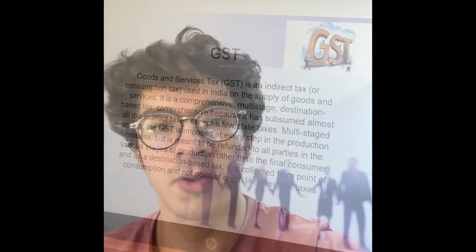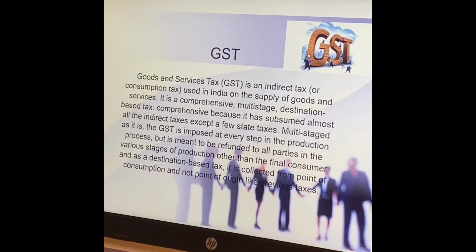I'm from Section E, Shaheed Bhagat Singh College, and the topic I've chosen is avoidance of dual control under GST. To understand the topic, first we have to understand the basics of the GST system. So I'll start with GST tax.